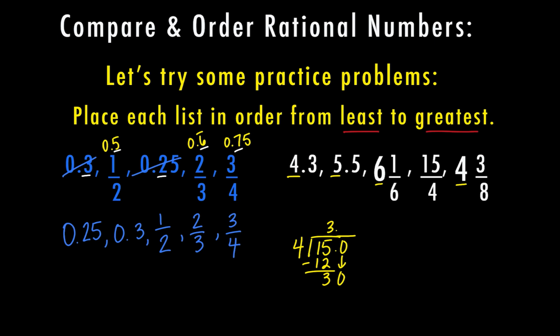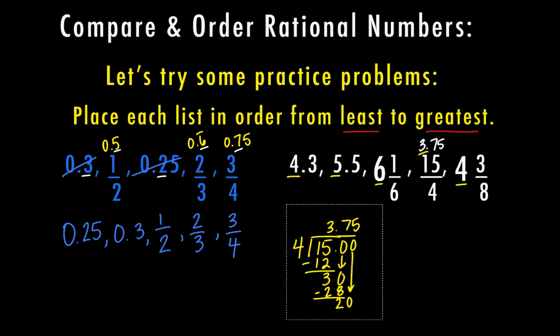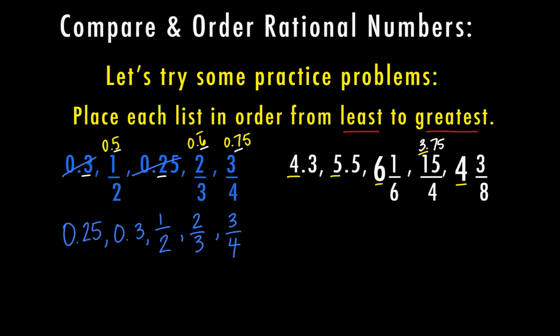4 goes into 30 7 times. 7 times 4 is 28. I have 2 left over, bring down a 0, and 4 goes into 20 5 times. So I know that 15/4 is the same as 3.75. Now I can see my whole number is 3. So I can go ahead and now put these in order from least to greatest, and I only had to make one conversion. And that's because I can clearly see that these whole numbers are going to be put in order.